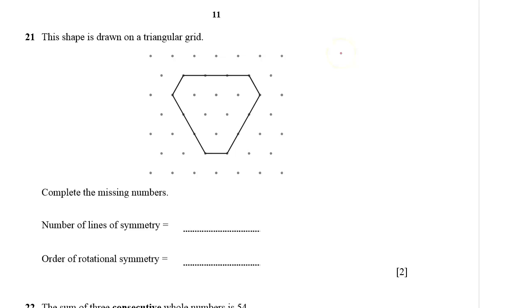Question number 21. This shape is drawn on a triangular grid. Complete the missing numbers.